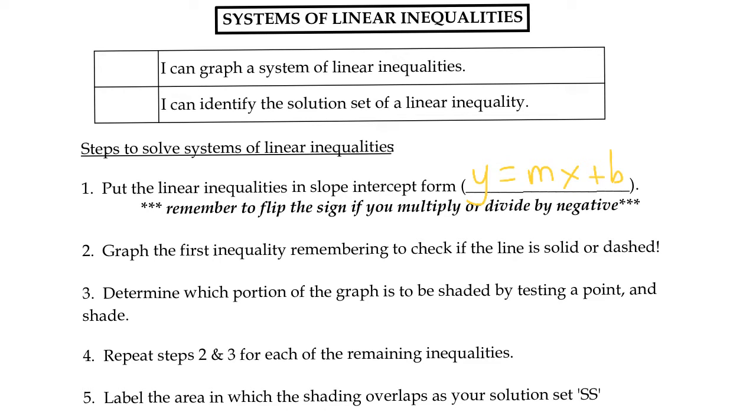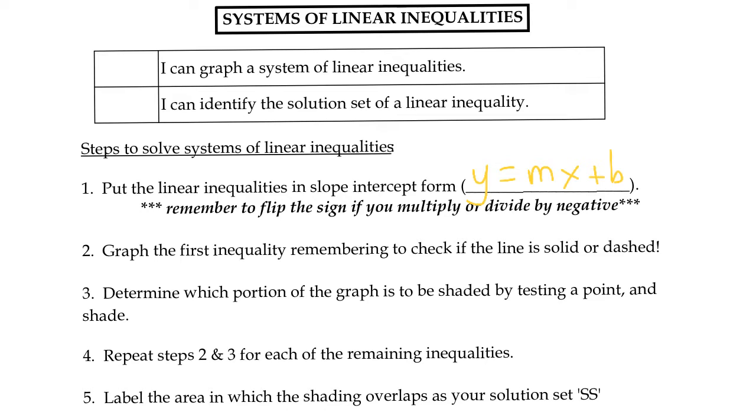Also, remember to flip the sign if you multiply or divide by a negative number. Step 2: Graph the first inequality, remembering to check if it's a solid or dashed line. We'll give you an example soon. Step 3: Determine which portion of the graph is to be shaded by testing a point, and then shade. Typically, we'll test (0, 0).